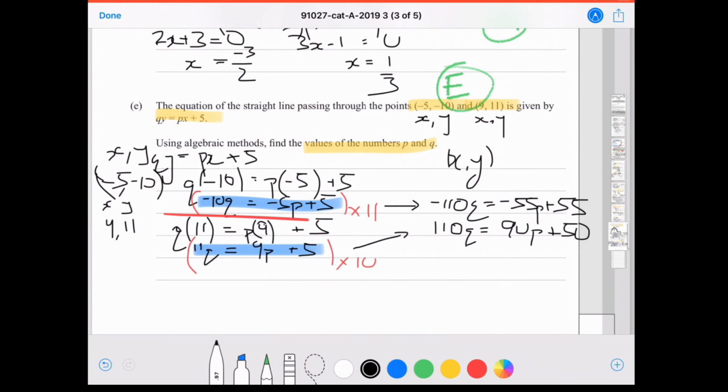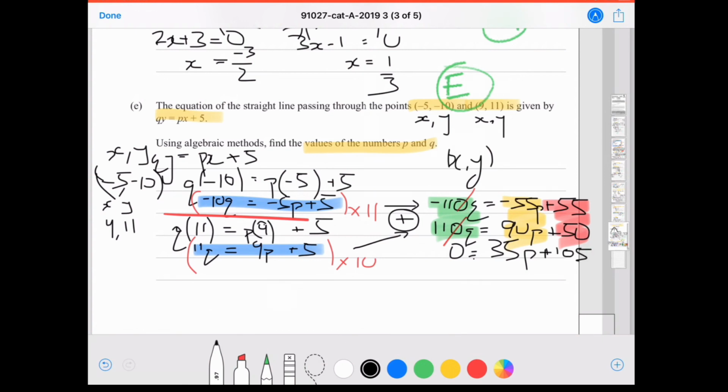And now hopefully you're familiar with the elimination method. We can look at the 110q and we can say we're going to add the equations. And so these cancel out. We're left with 0 equals minus 55p plus 90p. We can even highlight this to help ourselves. We're adding these, and we're adding these. Minus 55 plus 90, what does that equal? Minus 55 plus 90 equals 35, so 35p. 55 plus 50 gives you 105.